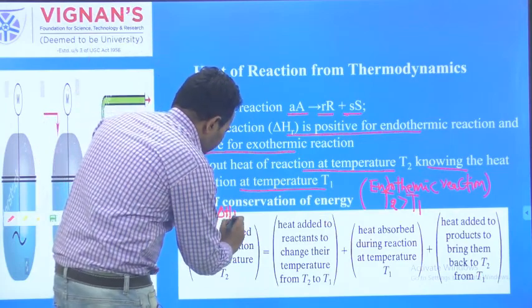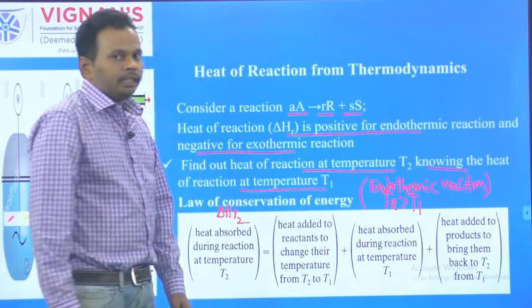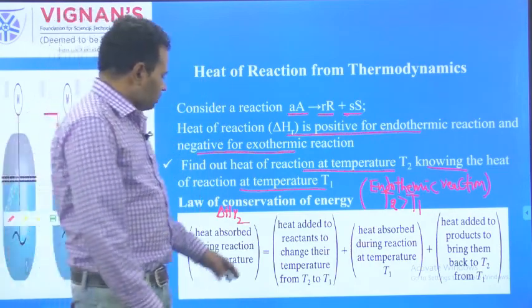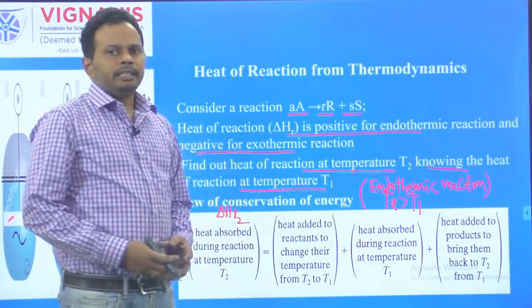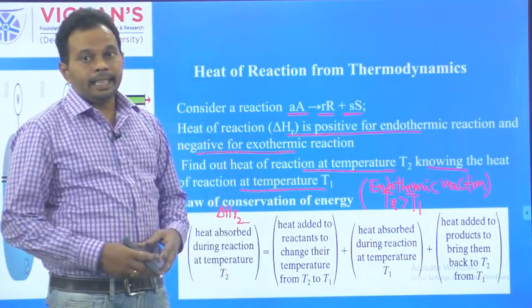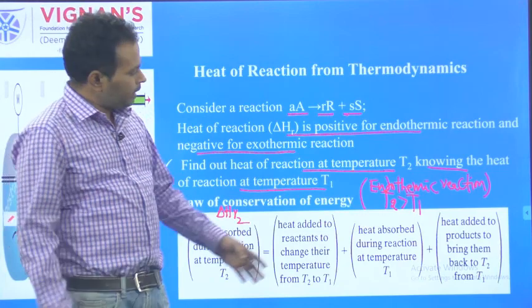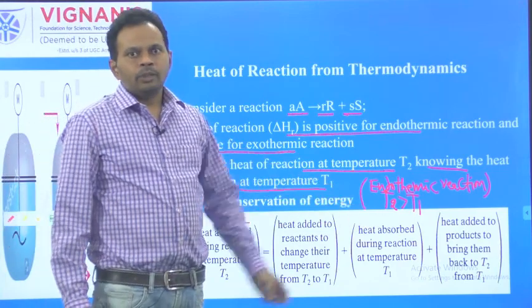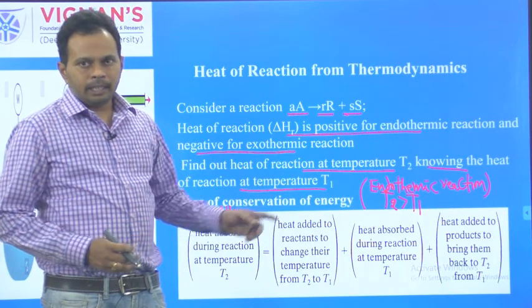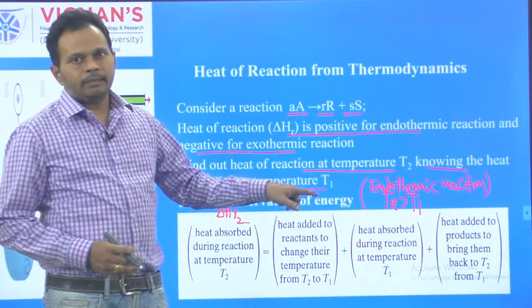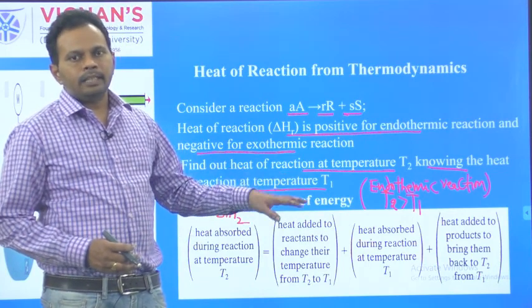Del HR2 is nothing but the heat absorbed during the reaction at temperature T2. Here, when you consider T2 greater than T1, assume that the reactants are initially at high temperature. But the heat of reaction is known at temperature T1. So, we need to remove the heat from the initial reactants, that means bring them to the temperature T1. At T1 we are going to carry out the reaction.